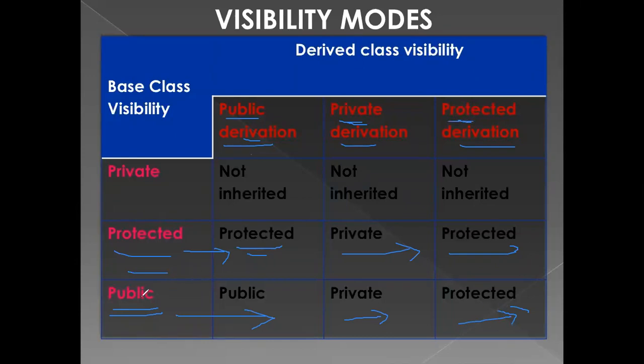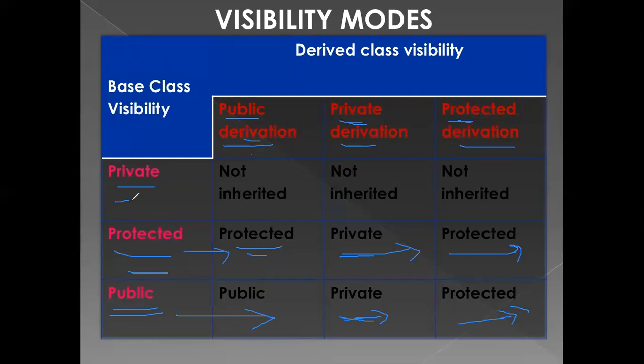So basically, we can say in case of public, it doesn't change. If you use a public derivation, it remains public. If you use a private derivation, it remains private. If you use a protected derivation, it remains protected. So this is easy to remember. In case of protected, it also stays the same. In case of public derivation, it remains protected. In case of private derivation, it becomes private, and in case of protected derivation, it also remains protected.